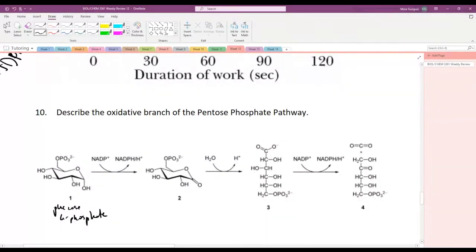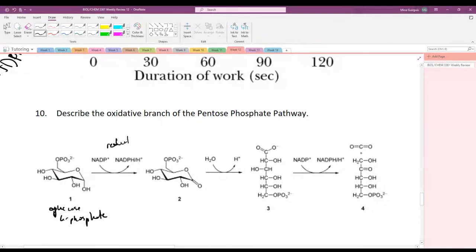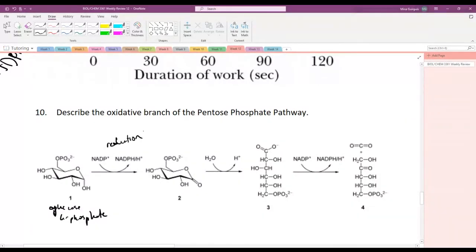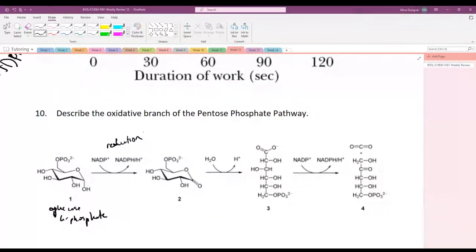Hopefully writing that for the very last time eventually. Okay, all right. And what you guys see right off the bat is this is a reduction. Okay, I don't know the enzyme name. Maybe it's a dehydrogenase, maybe it's a reductase, maybe it's a whatever. But I know we're reducing something. And actually, the enzyme name is glucose 6-phosphate dehydrogenase.